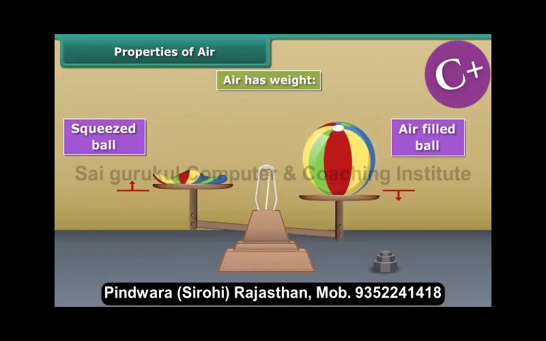Put the air-filled ball on one side of a balance and a similar empty and squeezed ball on the other side. You can see the pan with the squeezed ball goes up, indicating that it is lighter than the air-filled one.